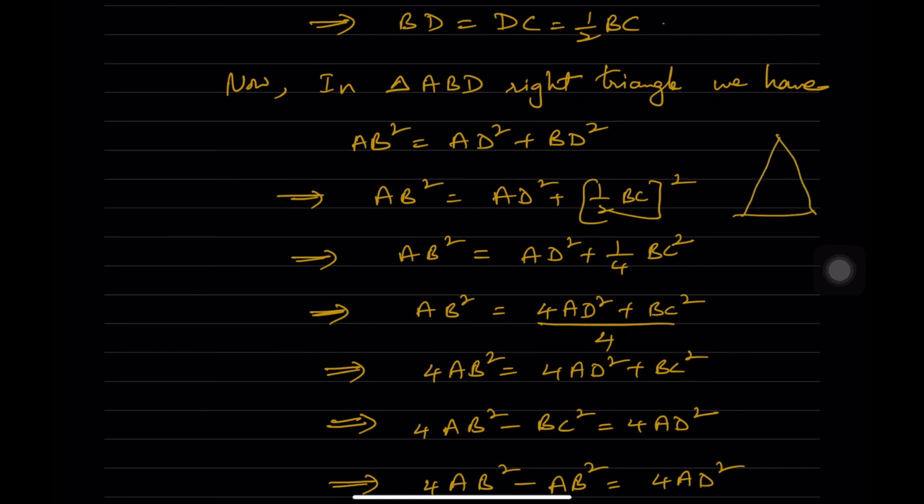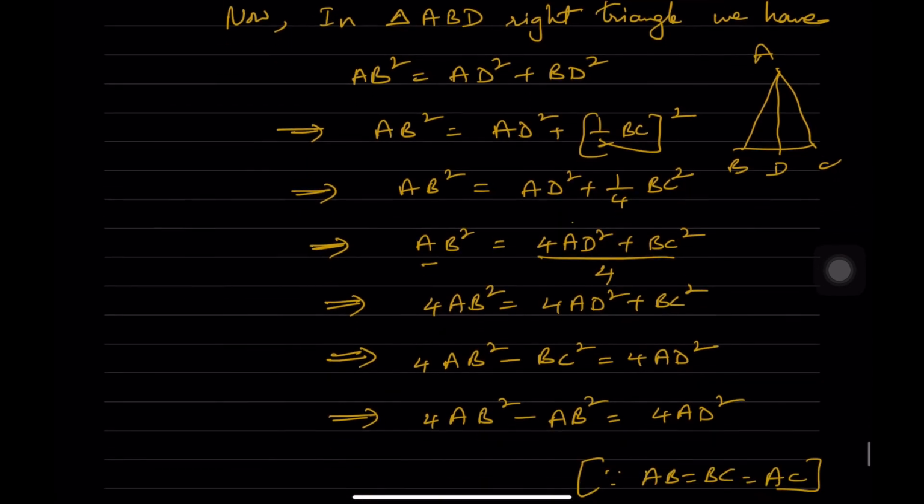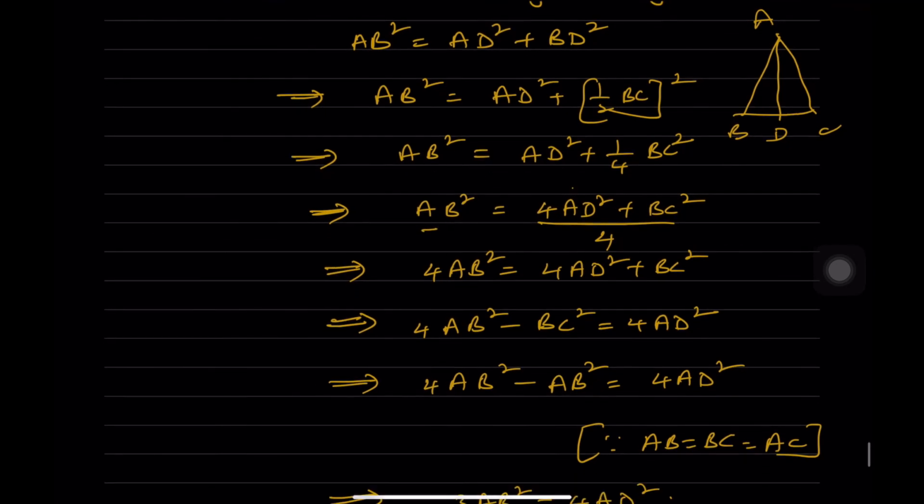This is A, B, C. This is the altitude AD. So in right triangle ABD, we have that AB square is equal to AD square plus BD square. And we have just now proved that BD is equal to half of BC. So you substitute that: AB square is equal to AD square plus 1 by 4 BC square. Taking LCM, you are getting AB square is equal to 4AD square plus BC square by 4, which implies that 4AB square is equal to 4AD square plus BC square.